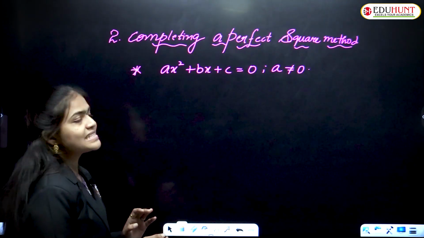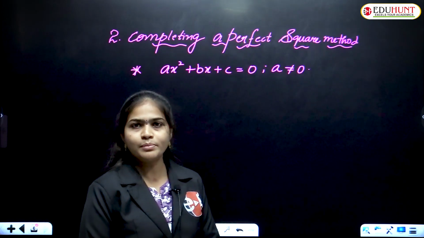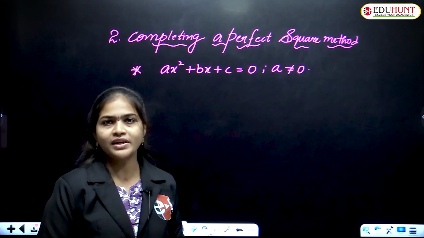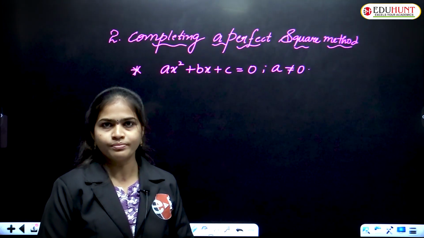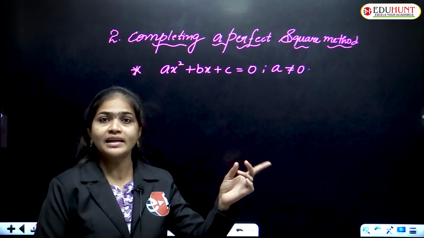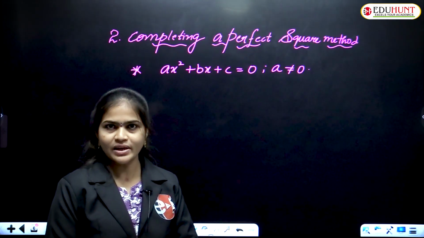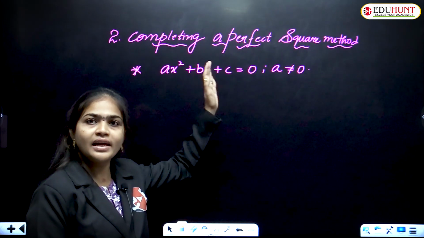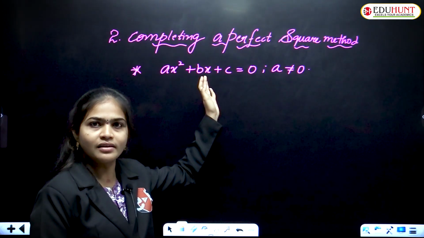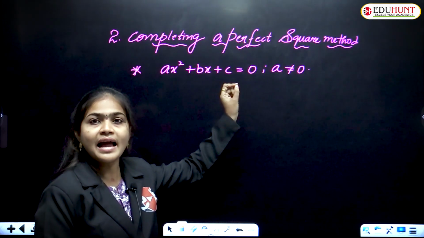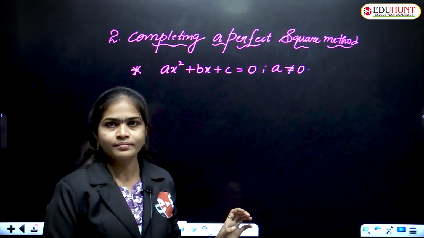So children, to make it a perfect square, we know that 4 is a perfect square, its square root is 2. 9 is a perfect square, its square root is 3. So we know about perfect squares, right? So here also, we want to make the given equation a perfect square. Understand?